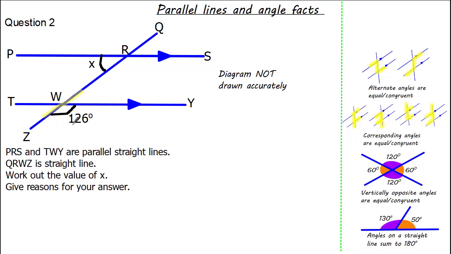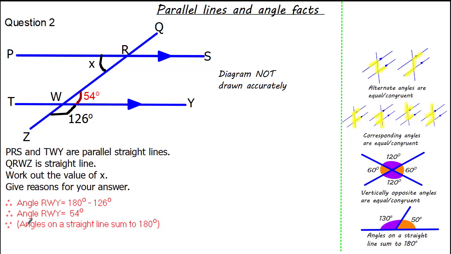You might be able to see 126 degrees sits on a straight line with angle RWY. Therefore, angle RWY is 54 degrees, because 180 degrees subtract 126 degrees is 54 degrees, because we know angles on a straight line sum to 180 degrees. Now we know this angle is 54 degrees, can we spot any other one of our angle facts? You might be able to see this Z shape, so that means we know x is 54 degrees, because it's an alternate angle, and we know alternate angles are equal.